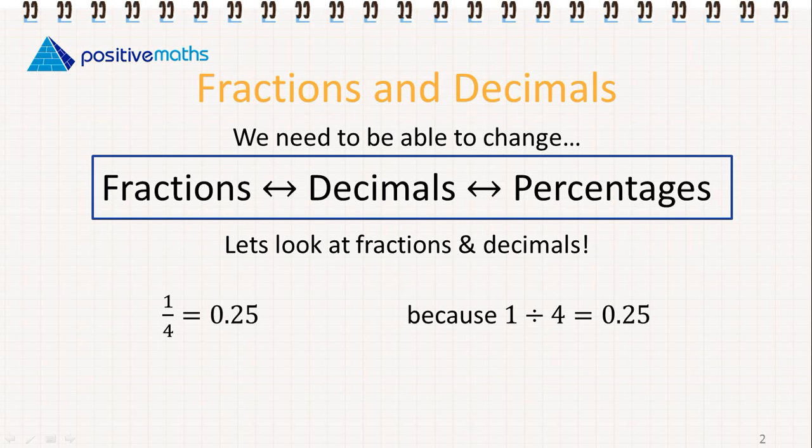First example, 1 over 4 is equal to 0.25 because when we divide 4 into 1, we get 0.25. 2 over 5, as another example, is equal to 0.4 because 2 divided by 5 is equal to 0.4. So this really is the connection between the two.